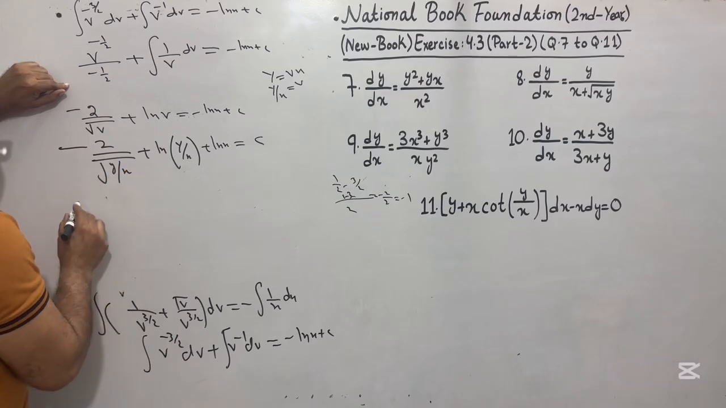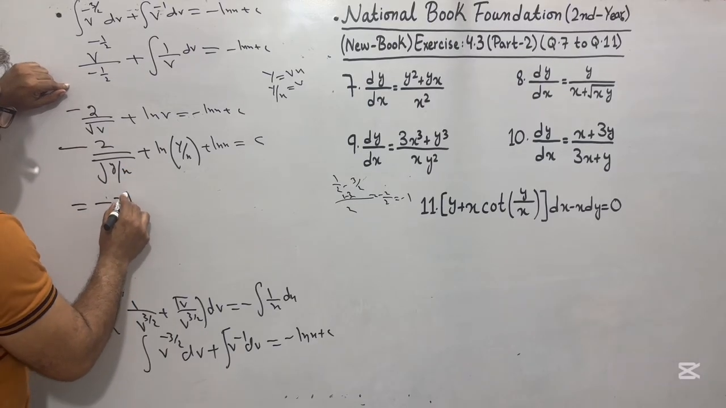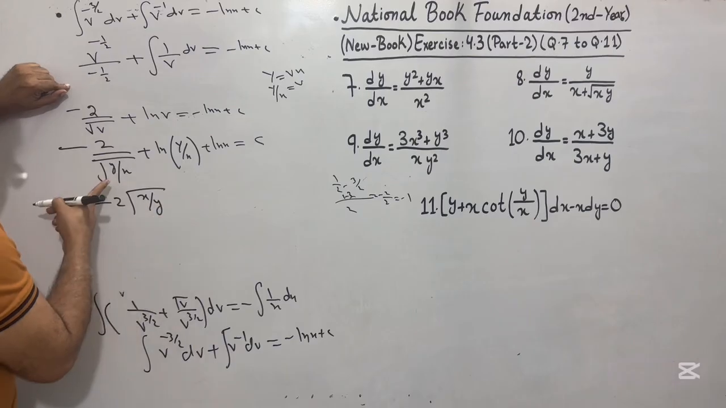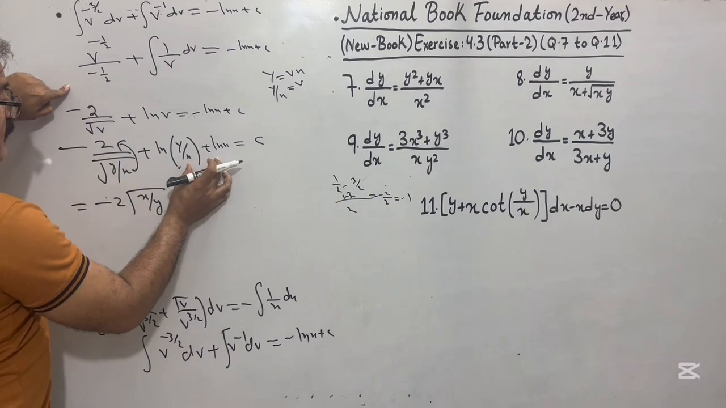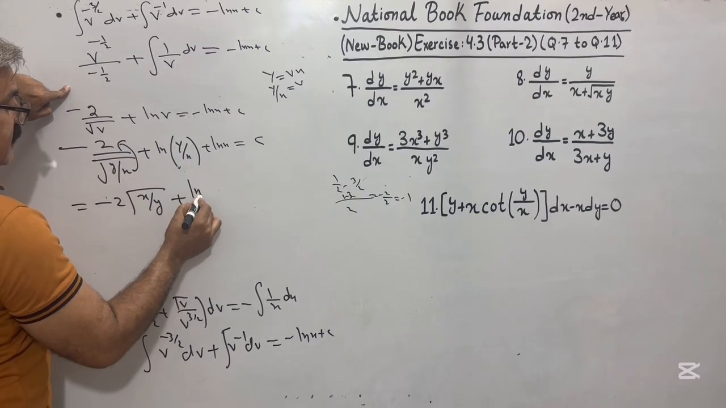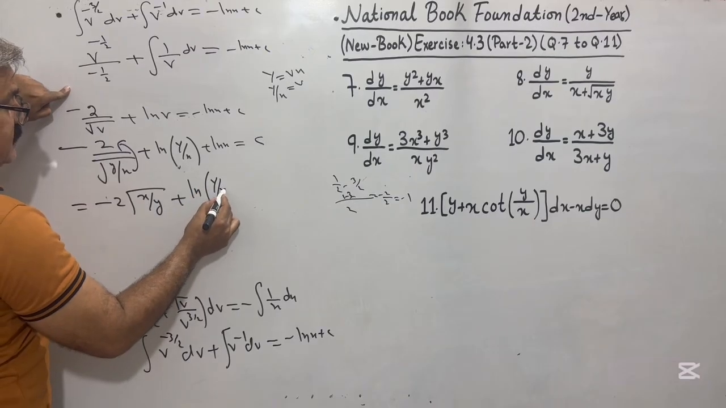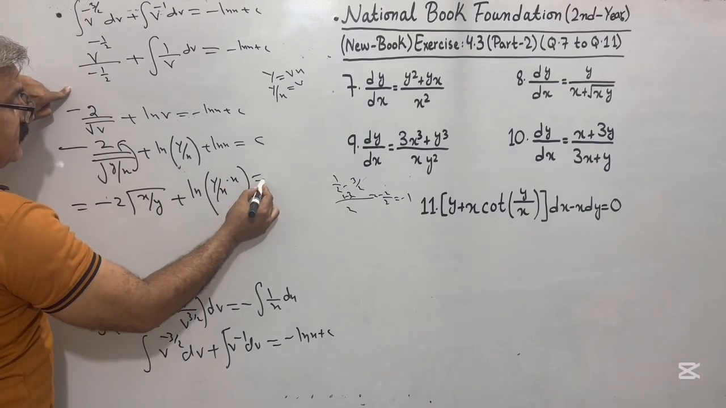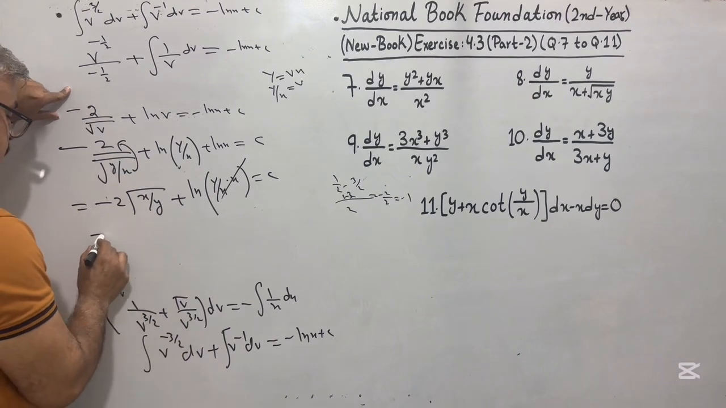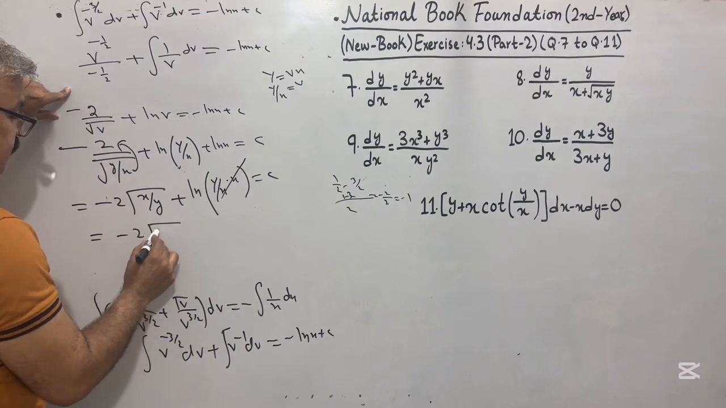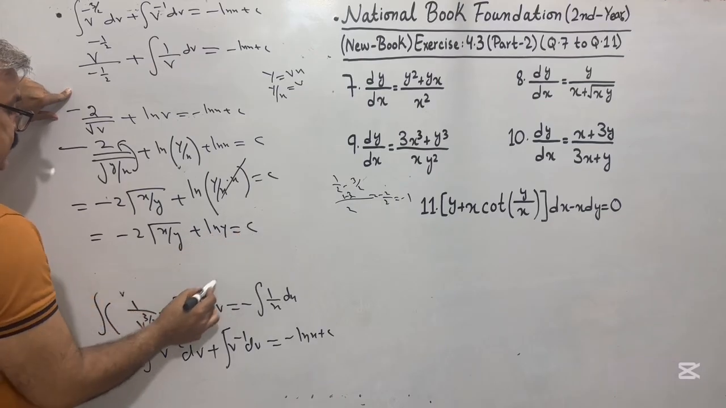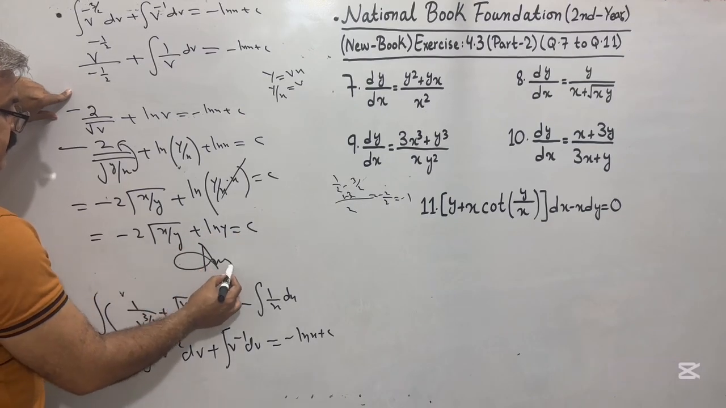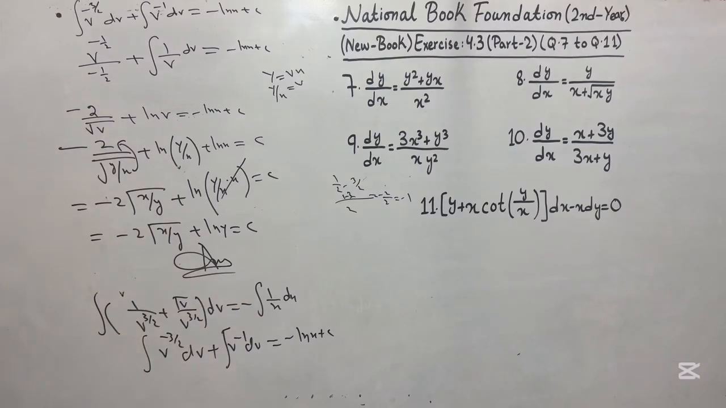It can be written as 2 times root x over y, with x in the numerator. Here, applying the property of log, they are in addition. They can be merged as a single term in multiplication. y over x times x is equal to c. Cancelled out. We are left with minus 2 times root x over y plus ln y is equal to c. That's our answer in that case.